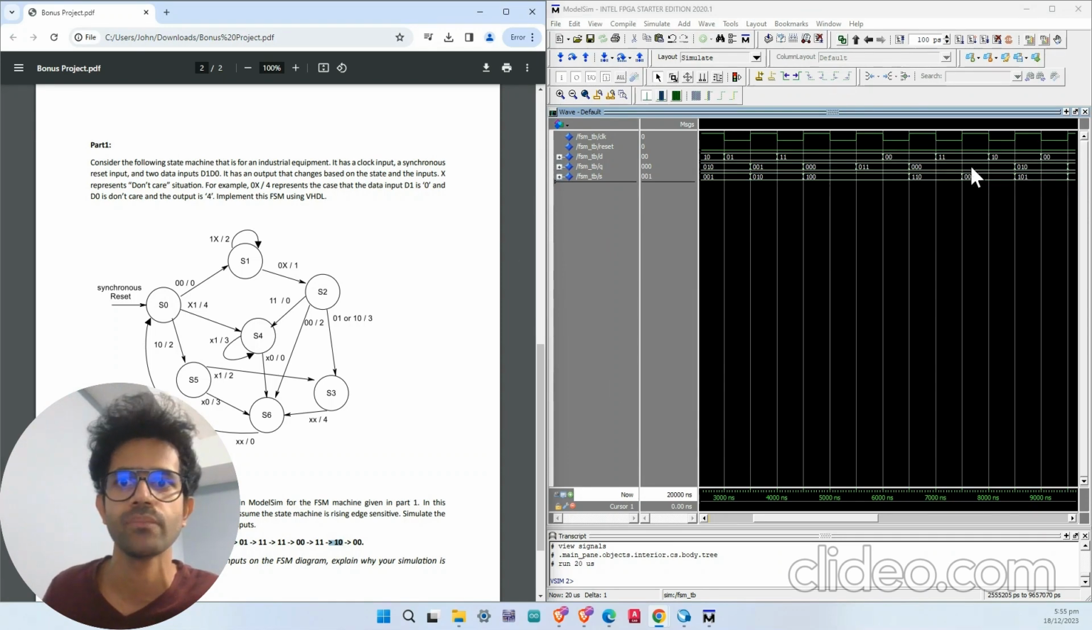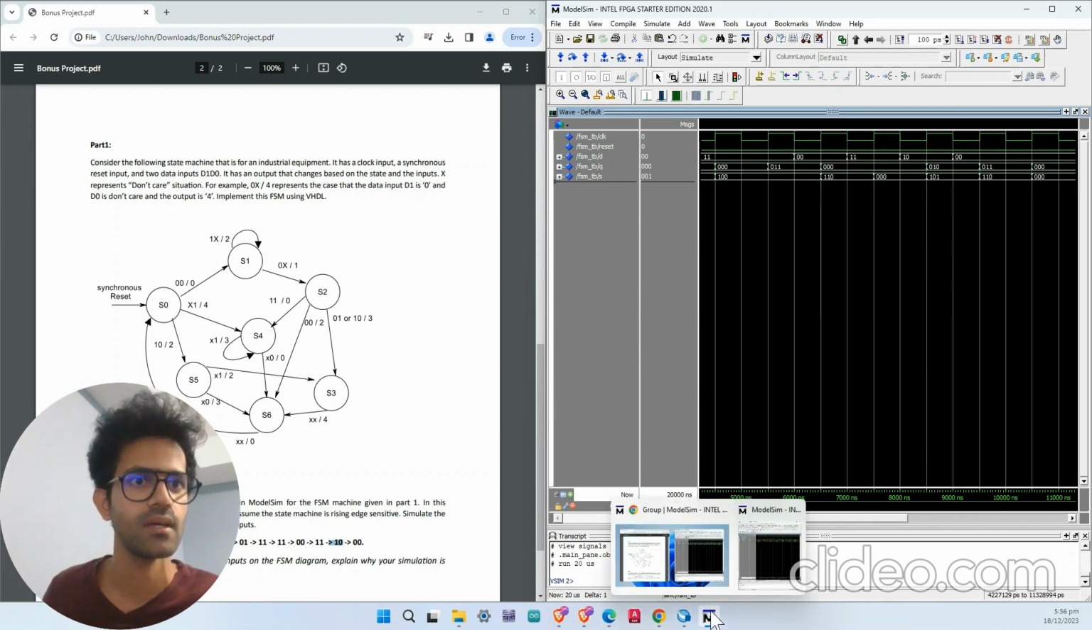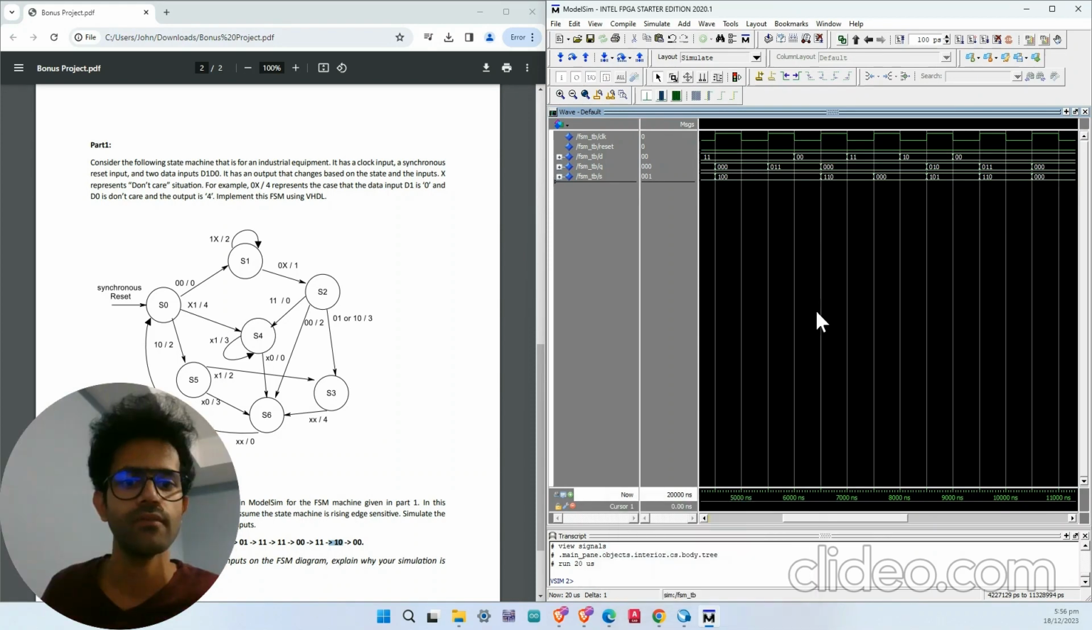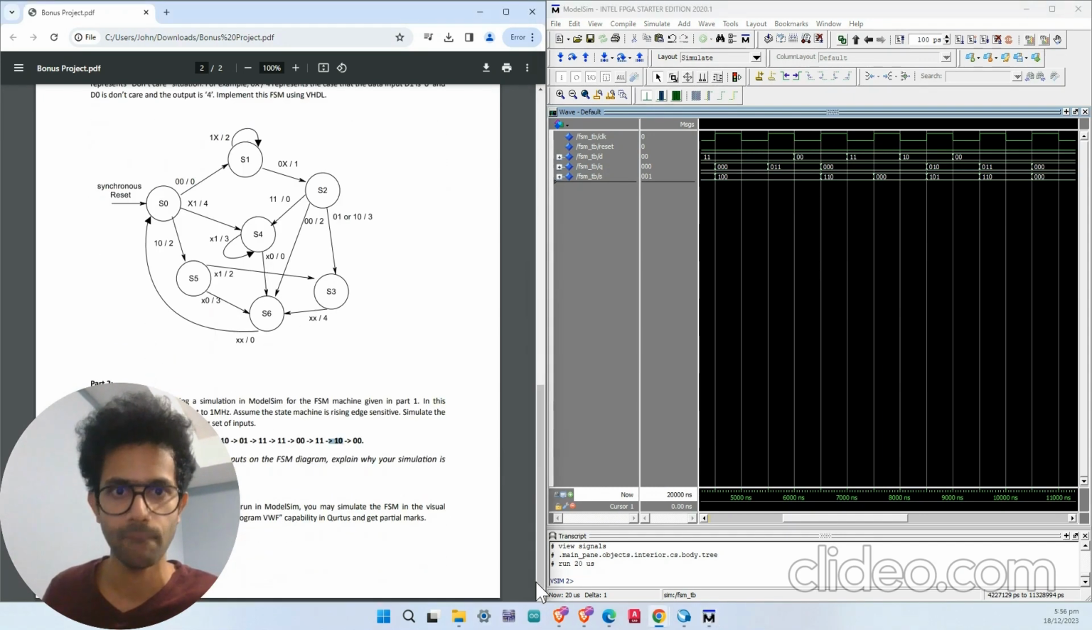Yeah, and the final thing is we are giving it 0 0 again. So from state 5, if it's 0 0, we should go to state 6 with the output of 3. It's doing that. And from state 6, it doesn't matter, we go to state 0 again. So that's that. So we verified the test bench and the device is working properly. So that's it. Thank you. See ya.